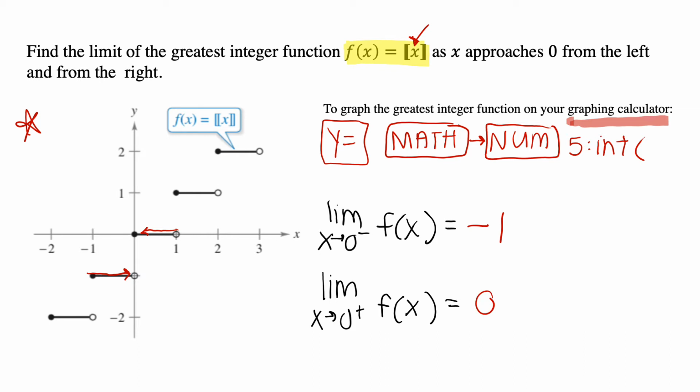So because the left-hand limit does not equal the right-hand limit, we can say that the greatest integer function has a discontinuity at x equals 0. And then by similar reasoning, we can say that the greatest integer function is going to have a discontinuity at every integer n.